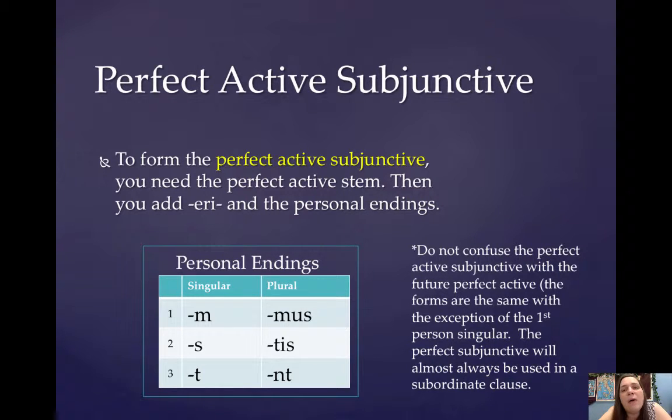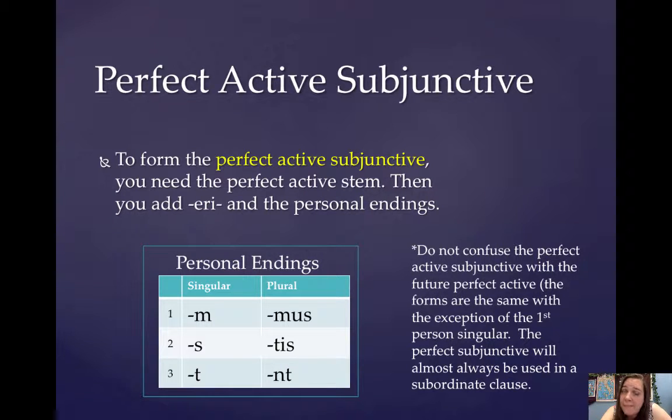And that's it. Now, if in your head you're thinking through what the perfect active stem plus ERI plus the personal endings look like, you might be thinking to yourself, oh my goodness, this looks like, for the most part, the future perfect active indicative. And you would be right. The perfect active subjunctive and the future perfect active indicative will look alike, except for the first person singular, by the way, because for the future perfect active indicative, that would be ERO.